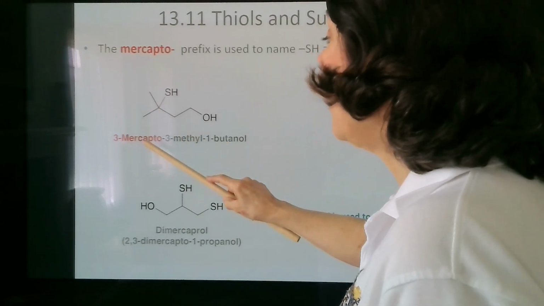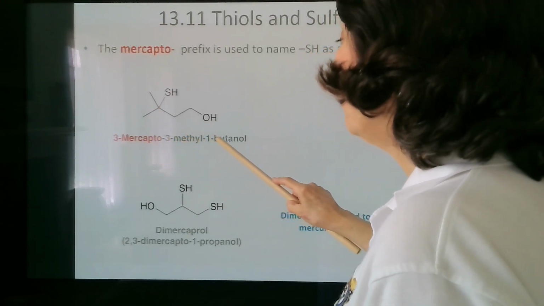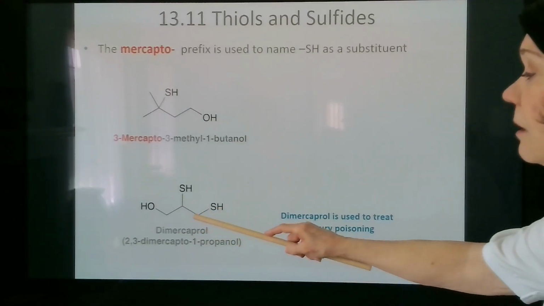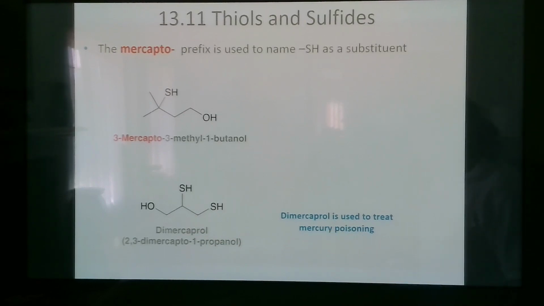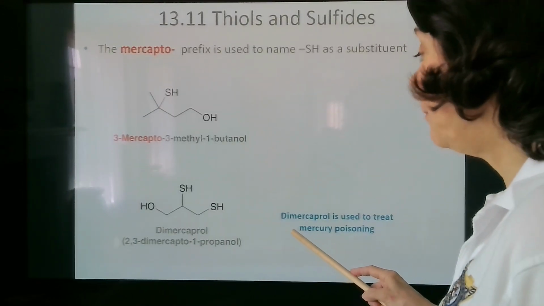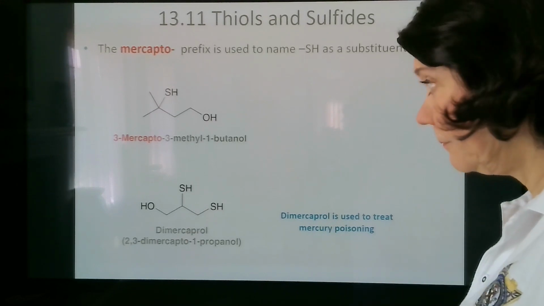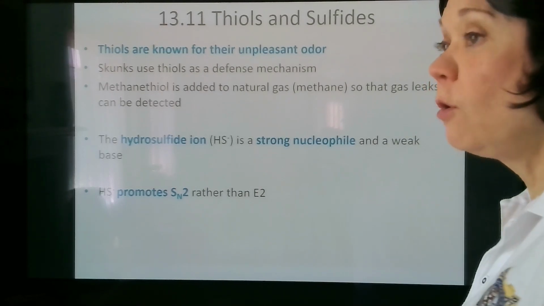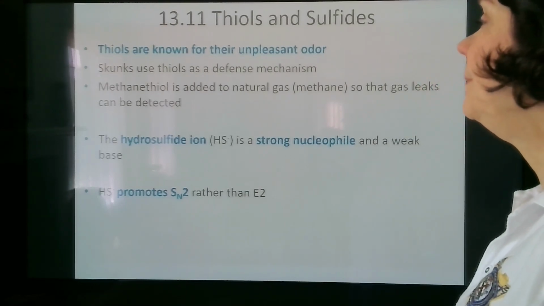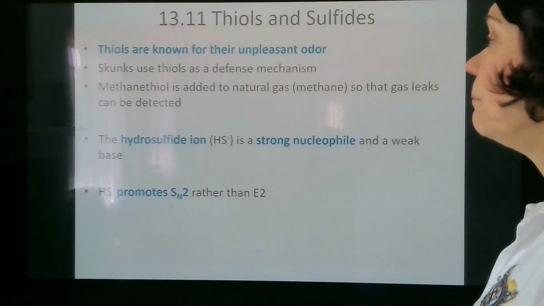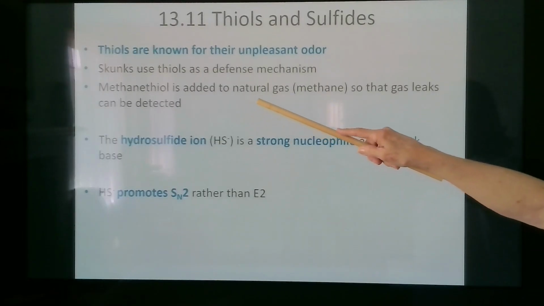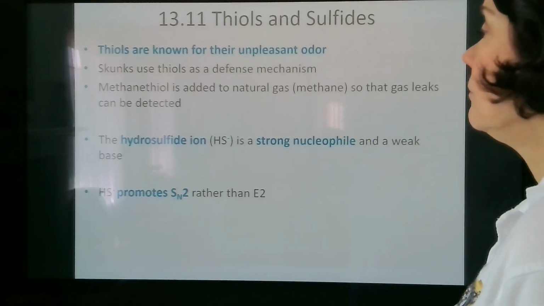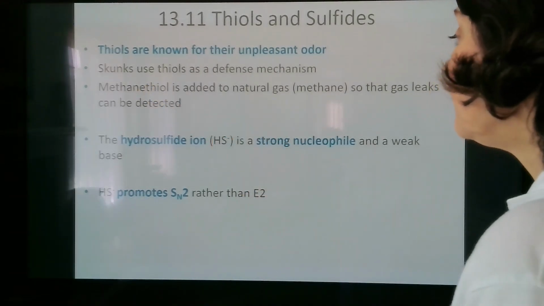So this is 3-mercapto, 3-methyl, 1-butanol. And just something that's interesting here is one that has a useful purpose in medicine. Thiols are known for their unpleasant odor, as you probably already know. Skunks use thiols as a defense mechanism, and methane thiol is what you smell when you actually smell natural gas. You don't smell the gas, you smell the methane thiol.